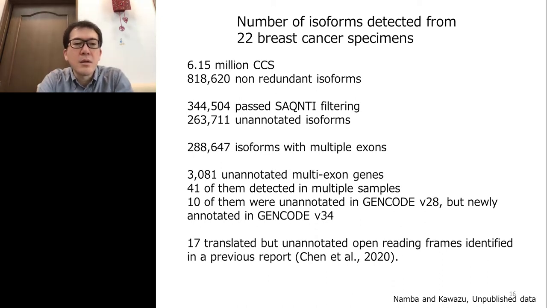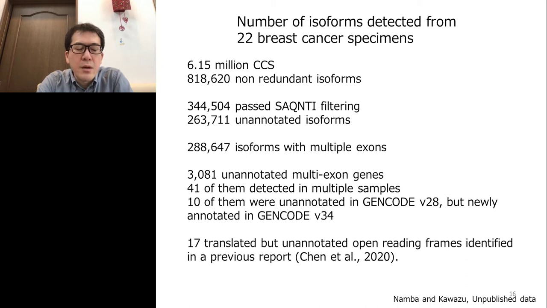And as a result, about 800,000 non-redundant isoforms were detected from 6 million consensus sequences. Of them, 300,000 isoforms passed SQANTI filtering, and 260,000 isoforms were unannotated. And 280,000 isoforms had multiple exons.